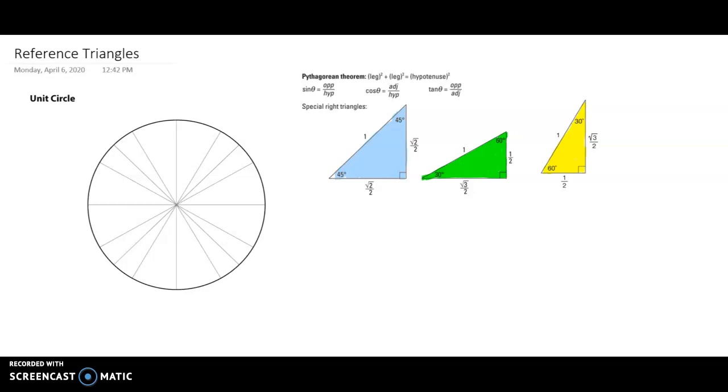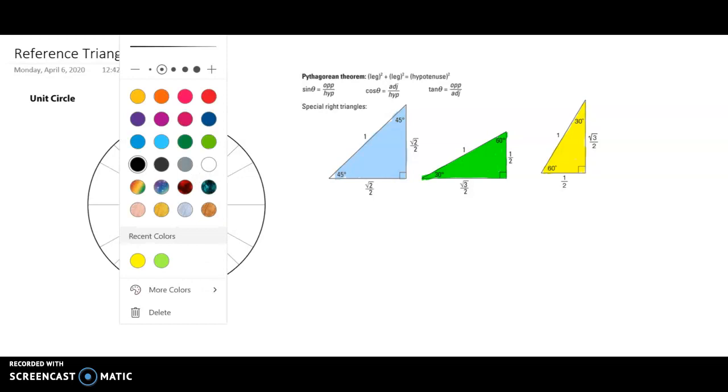So the three special triangles that we're going to use when we talk about the unit circle are these three right here. So we have a 45, 45, 90 triangle. All these are right triangles. So a 45, 45, 90, a 30, 60, 90, and then this is also a 30, 60, 90, except it's tilted in a different way. So our 60-degree angle is down here. And I'll show you why these are the three triangles that we want to use when we look at the unit circle.